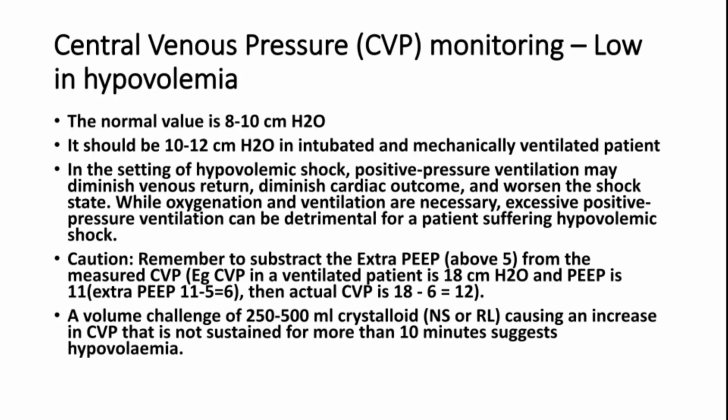Normal values are 8 to 10 centimeters of water. It should be 10 to 12 centimeters of water in an intubated and mechanically ventilated patient. If the patient has a very low CVP, we can give fluids. If the patient's CVP is high, then fluid boluses should be restricted or monitored. So that is the advantage of central venous pressure.